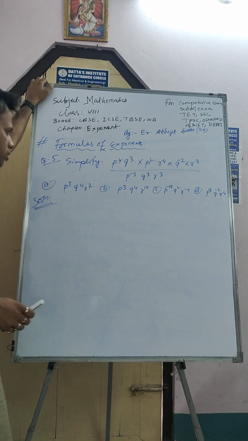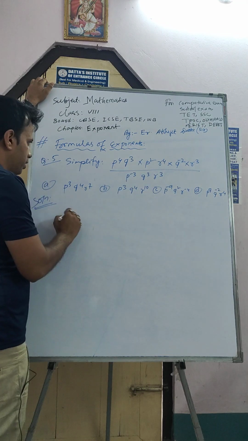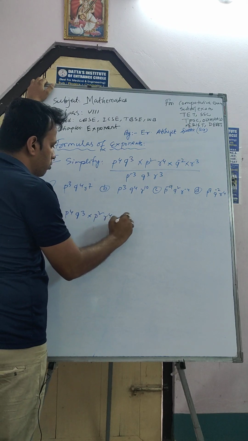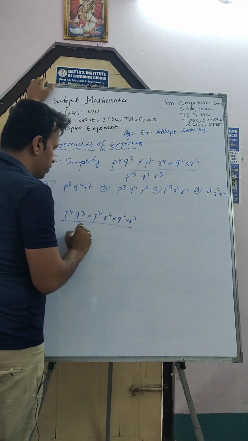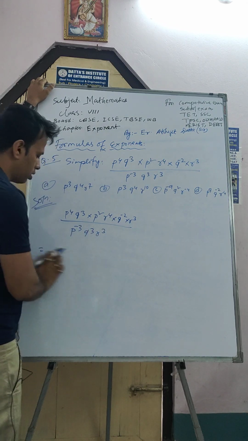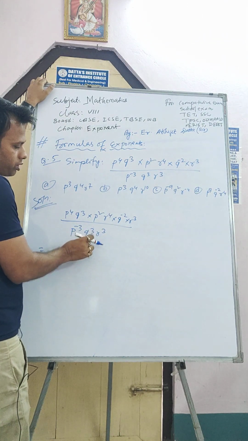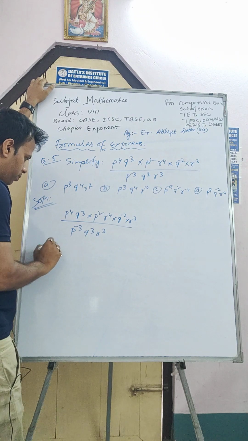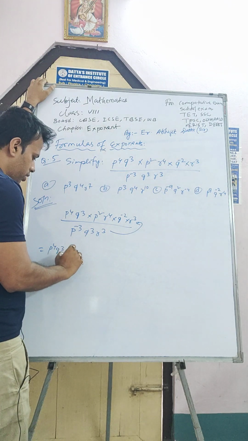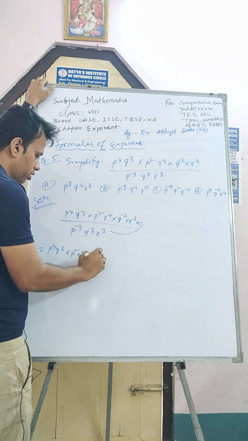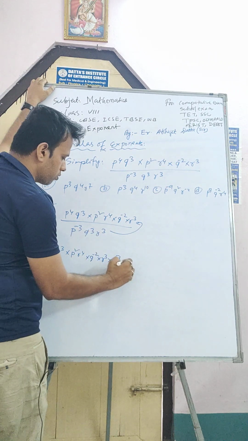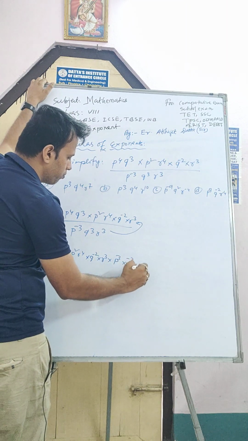We have to check. First I write this expression: p to the power 4 q to the power 3 p square r to the power 4 q to the power minus 2 r to the power 3, divided by p to the power minus 3 q to the power 3 r to the power 3. Now you just take this denominator upwards. When the denominator comes to the numerator, the sign will change: minus will become plus, and plus will become minus.